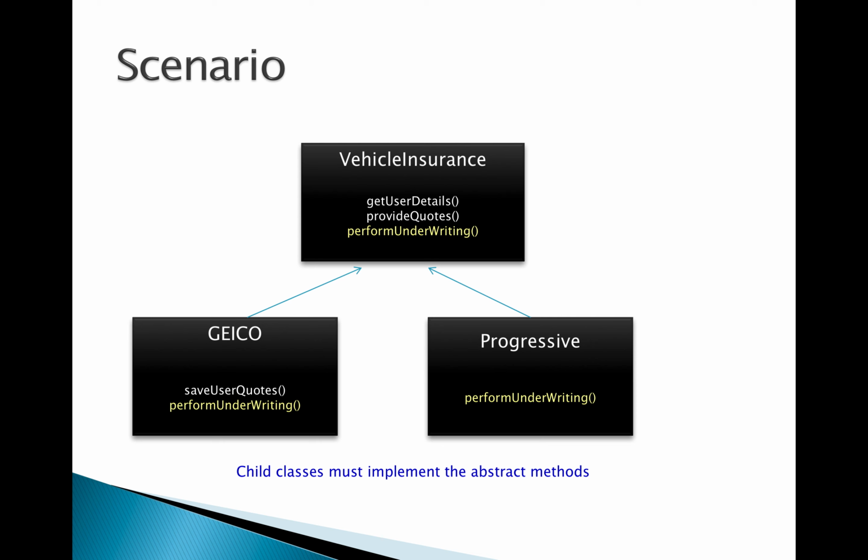So what it says here is that the parent class knows what is to be done. The parent class knows underwriting has to be done, but it does not know how to do it because it is dependent on the child classes. They will do it according to their own logic. So it doesn't want to implement it. It delegates how it is to be done to the child classes. That is the concept of abstract classes. Here the vehicle insurance is an abstract class, whereas Geico and Progressive are concrete classes. They implement all the undefined methods.